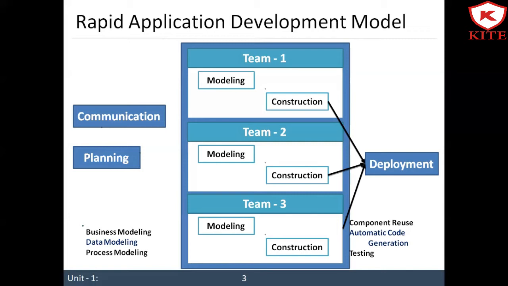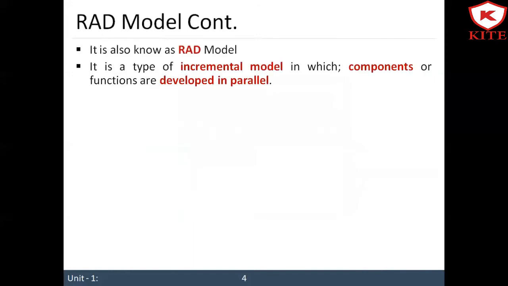The next is modeling. What do you mean by modeling? Modeling means the designing process in which many diagrams are involved in the designing procedures. Modeling encompasses three major phases. What are they? Business modeling, data modeling, and process modeling. We are going to study them.